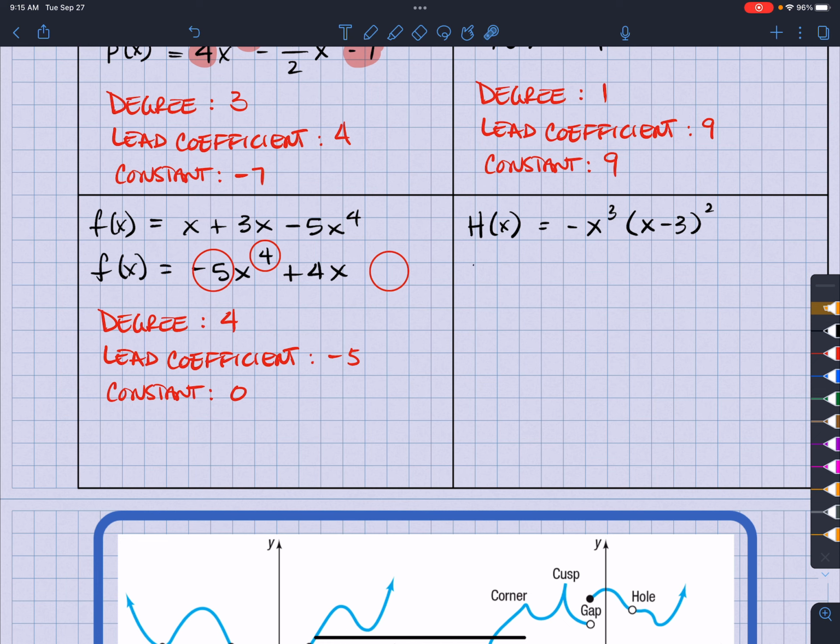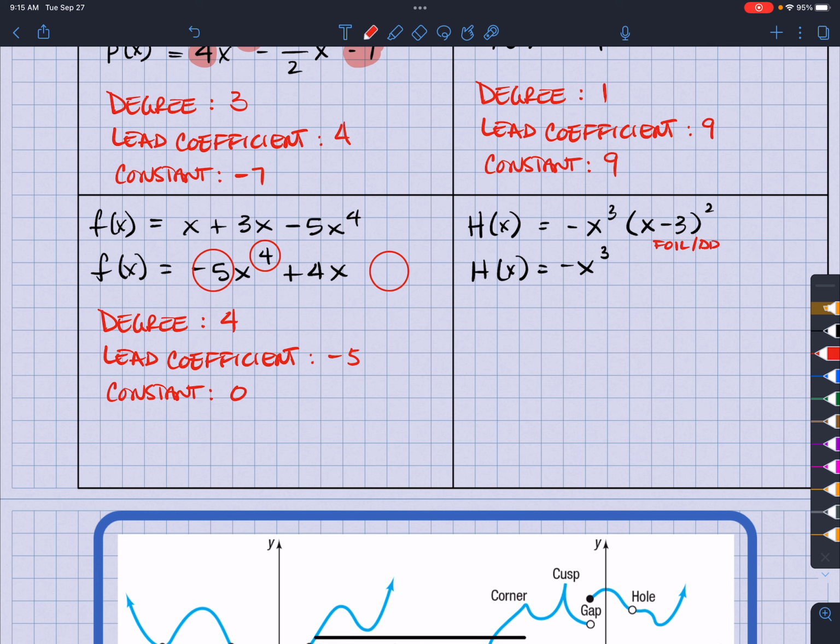So what we can see is that I can tell the degree by looking at the powers, right? So here's x to the 3rd, and here's going to be x squared. So I know that the power is going to be 5, or the degree is going to be a 5. However, the rest of the stuff, we're going to have to work this out to look at it. All right, so let's say h of x is equal to -x cubed. And let's go ahead and FOIL this, or double distribute, of course.